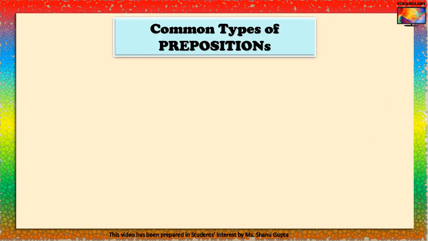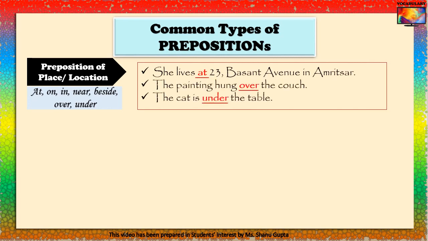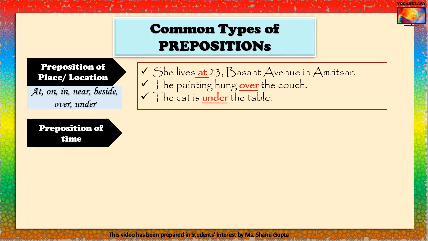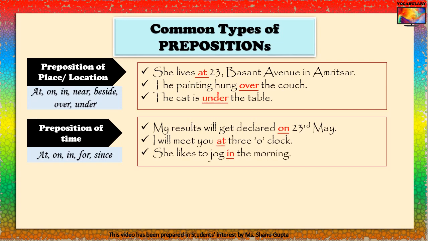Let me highlight some common types of prepositions now. Prepositions are mostly used to introduce a place, like maybe for quoting an address. She lives at 23 Basant Avenue in Amritsar. Sometimes they quote the relative locations of two objects, like the painting hung over the couch or the cat is under the table. They can be used to quote time or time durations, like you might be meeting someone at 3 o'clock on a particular date.